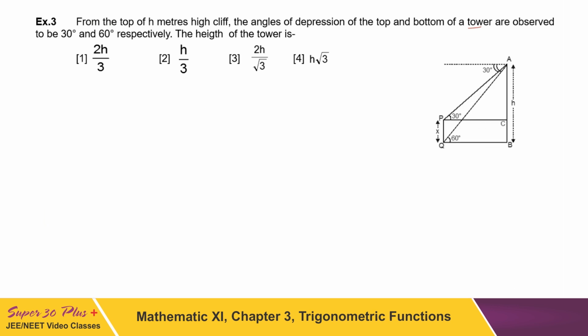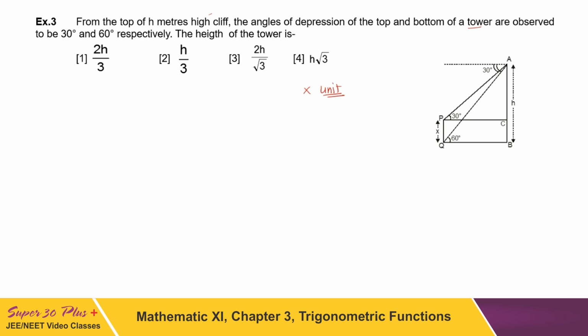Let PQ be the given tower, and the height of the tower is x meter, or you can say x unit. This is the given height, in meters. And the top of an h meter high cliff, this is the h meter. Angles of depression are given. The angle of depression for the top and the angle of depression for the bottom are respectively 30 and 60.